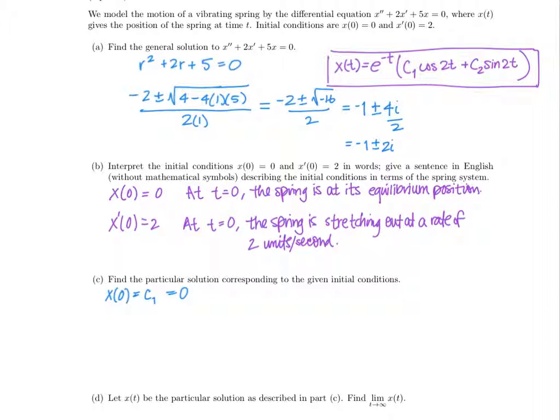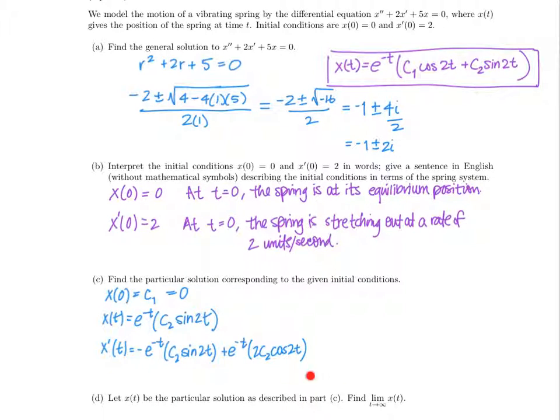Now let's take a look at x prime. What's cool about this is that the derivative is not nearly as complicated as you think, because by solving for that first coefficient, we know that C1 is equal to 0. So if we apply that to our general solution, it's going to look like e to the negative t times C2 sine 2t, because we know that C1 is equal to 0. So this derivative is a lot easier to take. That leaves us with negative e to the negative t times C2 sine 2t plus e to the negative t times 2 C2 cosine 2t. Got to remember the chain rule in there.